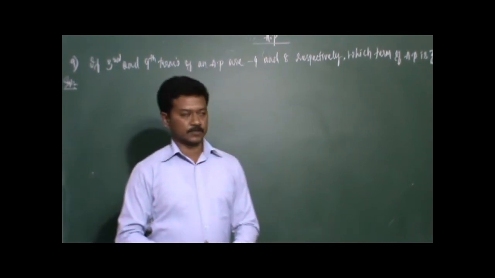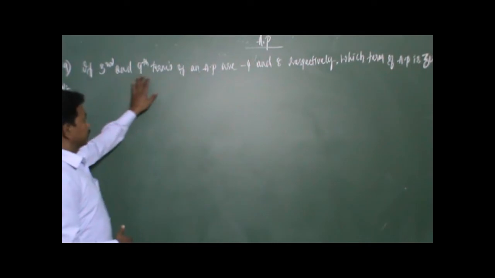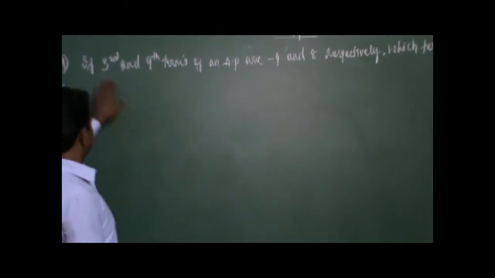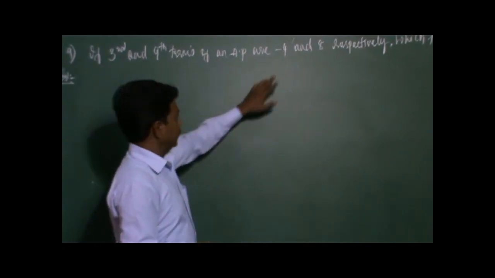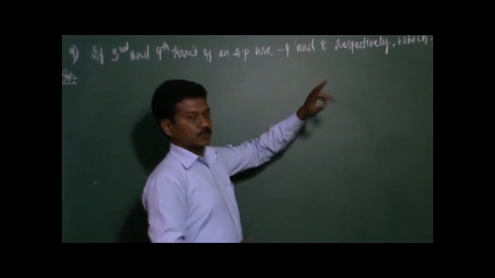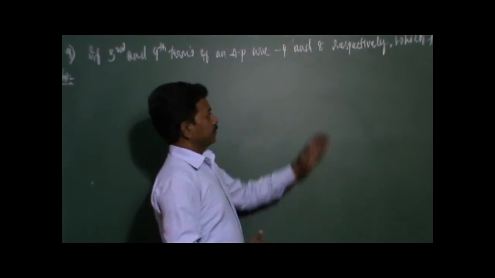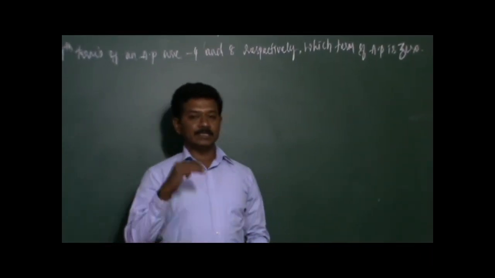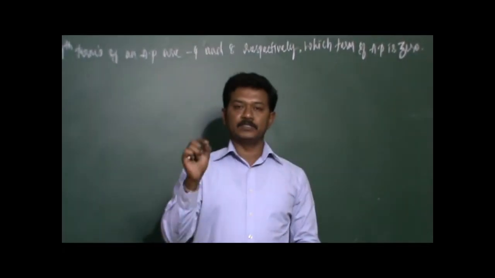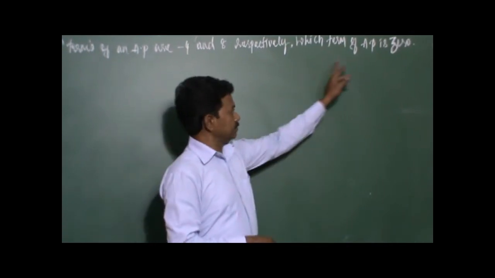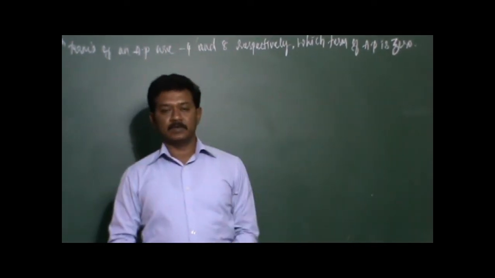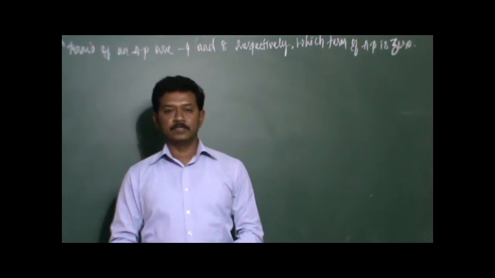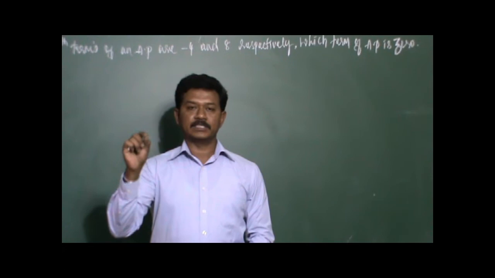So here we have a problem with us today. If the third and ninth terms of an AP are −4 and 8, so we have an AP. Two terms are given. The third term is −4 and the ninth term is 8. Two different terms of the AP are given, and the question asked is which term of the AP is 0. So one thing is confirmed, that in this AP certainly we have 0 as a term, because he is asking which term of the AP is 0. By reading the statement, we can come to a conclusion that 0 is already a term in this AP. So our job is to find out which term of that AP is 0.